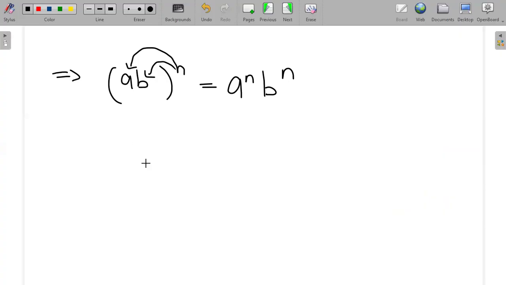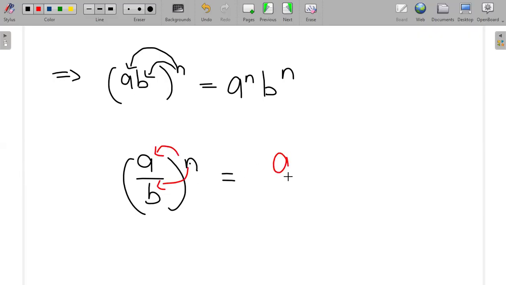So it's the same as if I have A over B. You can see they're dividing and then I have n. So this n, the power, it will go to the A and it will go to the B as well. So it will be A to the power n divided by B to the power n, like that. So this also is another rule. Take note of these rules, they are very important.